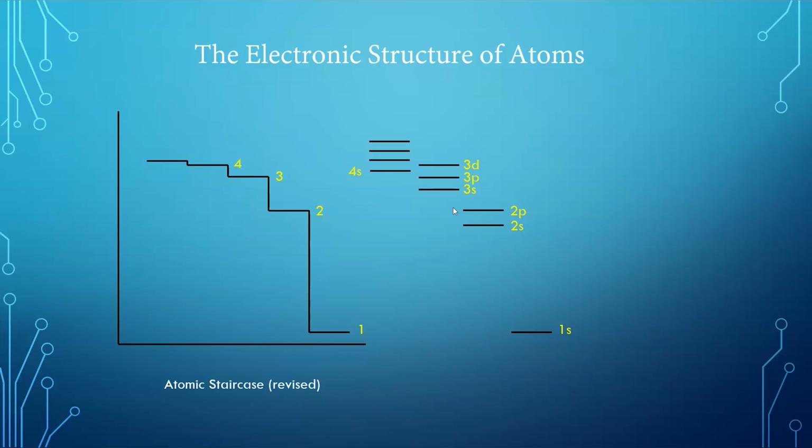And of course, it's obvious that as the levels begin to move more and more horizontally, there's going to be some overlap. We can see that the bottom of level 4, the 4s subshell, is actually closer to the nucleus than the top of level 3.